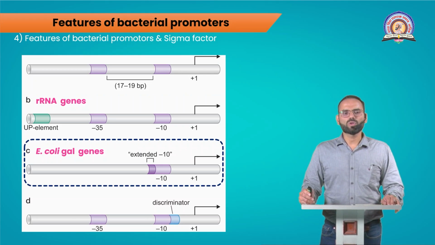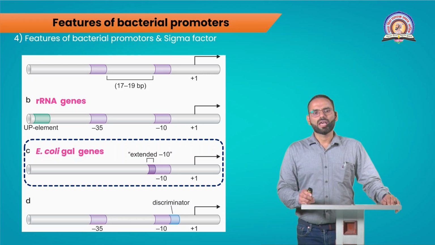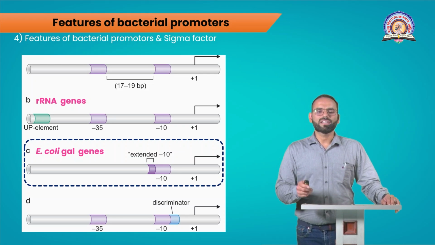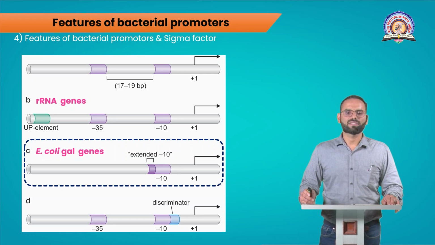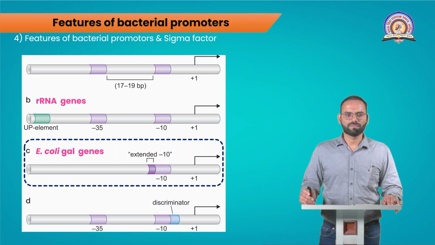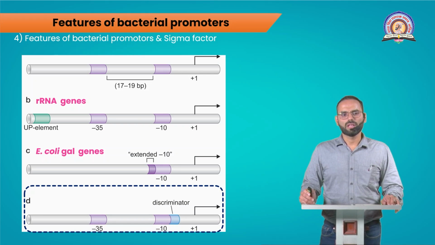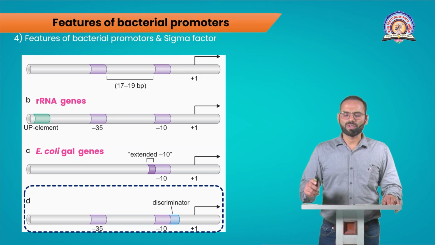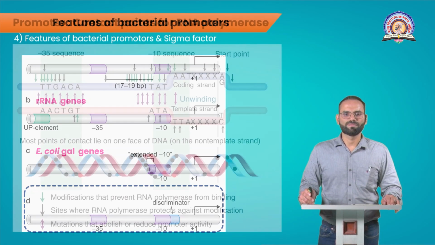These are typical promoters in case of E. coli galactose metabolizing genes. These genes lack the -35 sequence and also the upstream element, but they have an extended -10 region which just lies upstream of the -10 sequence. There are some genes which use promoters that have a discriminator region, which lies downstream of the -10 sequence, but just before the transcription start site.